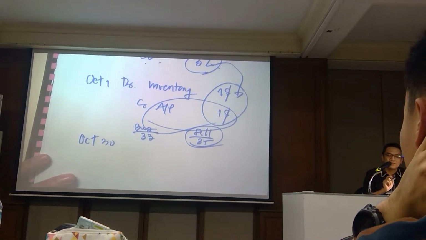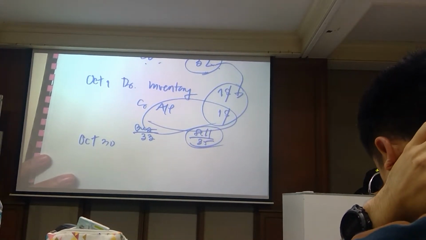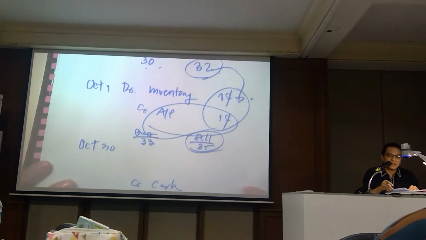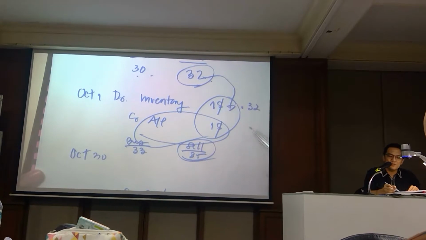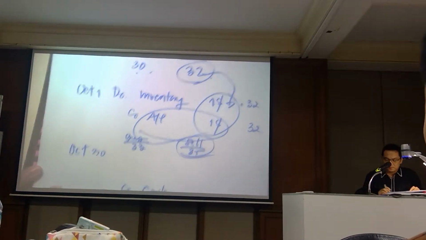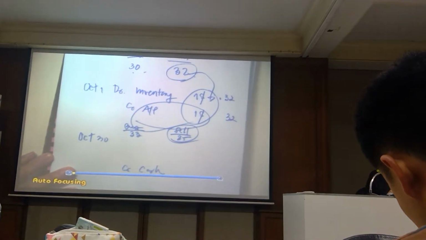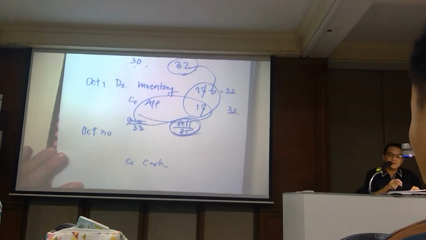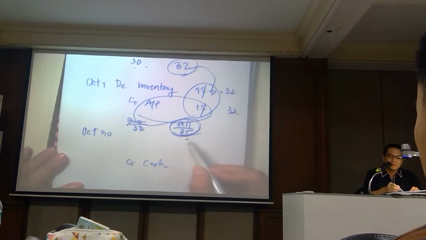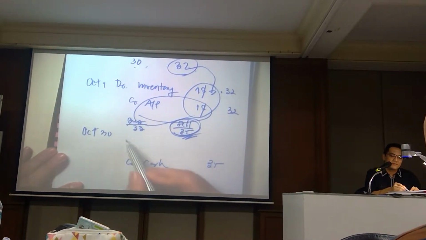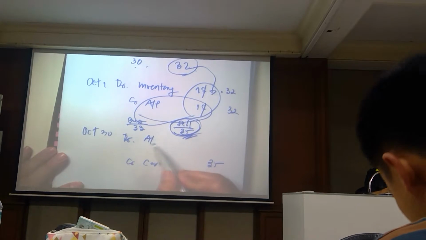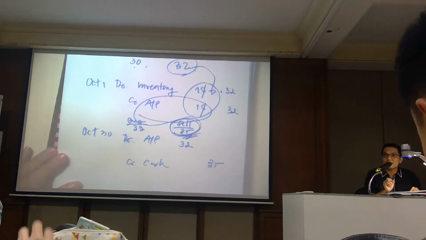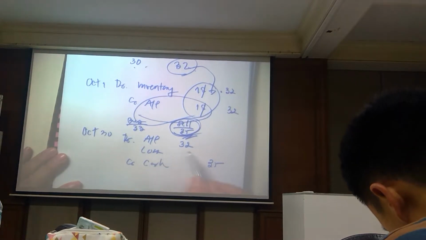When you pay, you go to the bank, you credit cash. Let's suppose the rate transforms like this, it's going to be 32. So you go to the bank, you want to buy $1 from them, you pay 35. And debit AP for how much? 32. Do you have a gain or loss in this case? Loss of 3 baht.